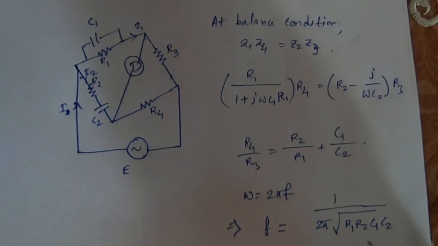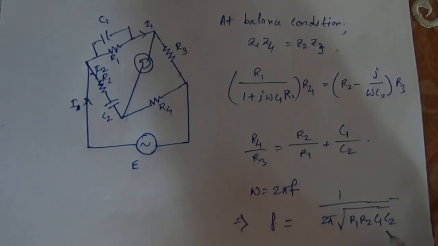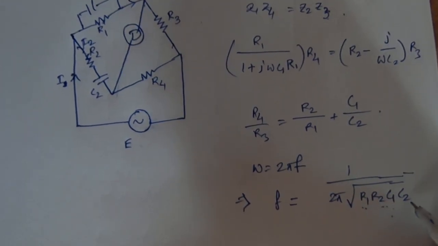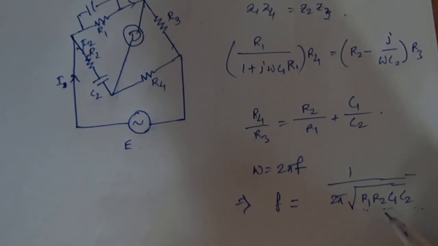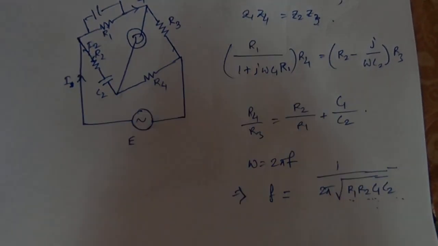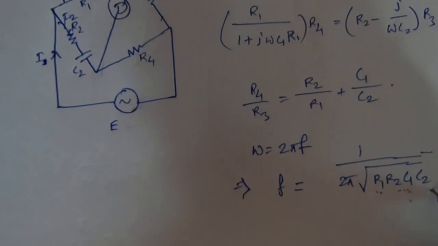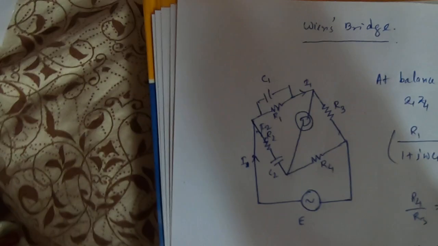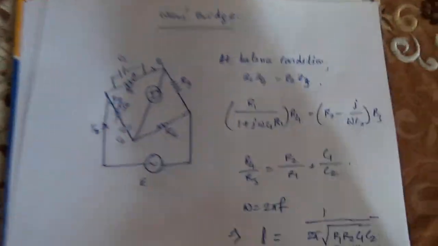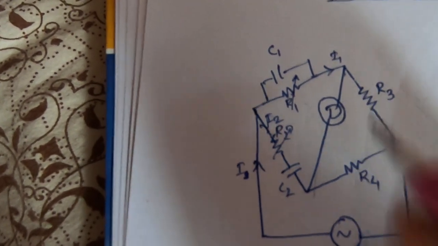So frequency equals this. Now for any practical condition we generally take C1 and C2 the same, and R1 and R2 the same. In this case you have to consider one thing also: the capacitors C1 and C2 are fixed, but R1 and R2 are actually variable, so better you write a variable symbol over there. By varying the values of R1 and R2, you have to consider the balance condition.